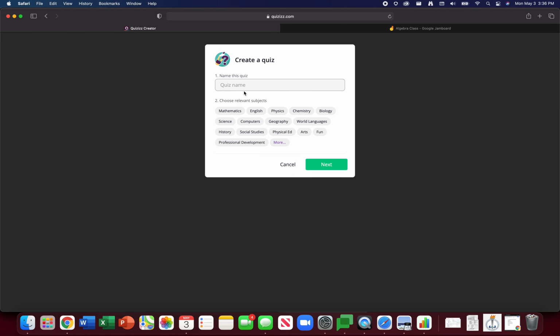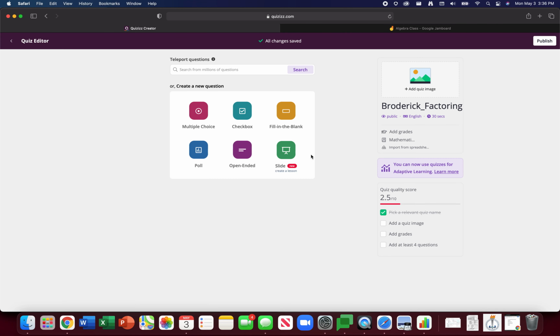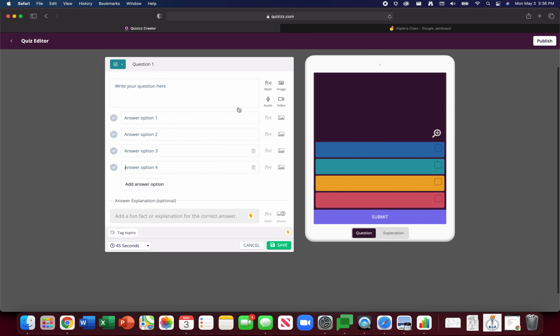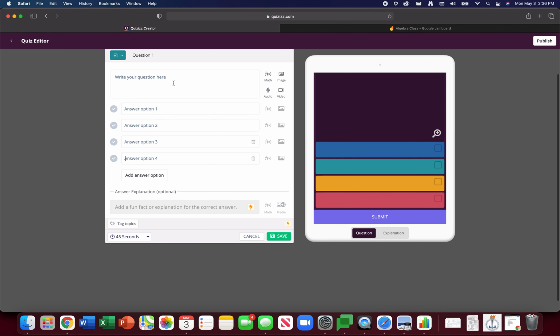Okay, you're going to name the quiz. You'll name it with your name, okay? And then you can call it factoring. Okay, and then math. Okay, and you're going to create a checkbox question. All right, now your question.